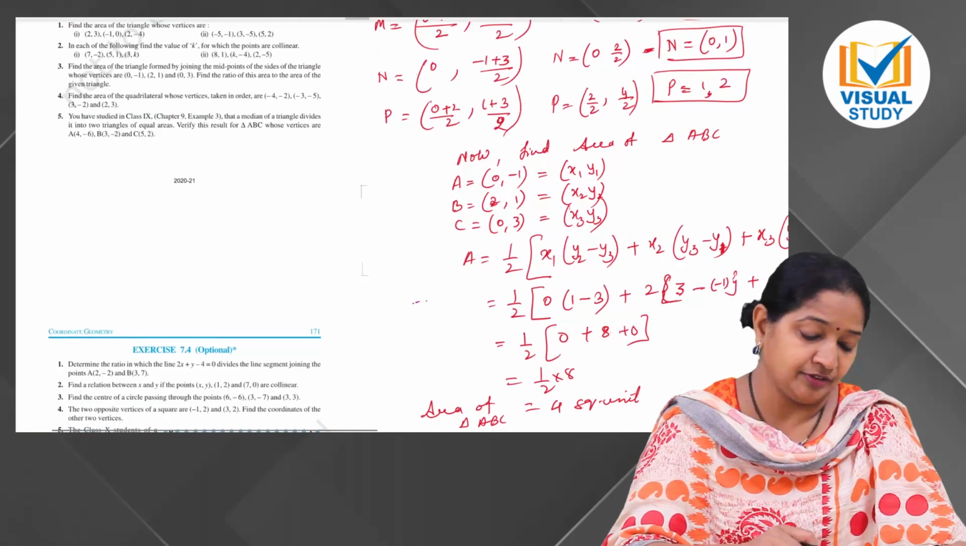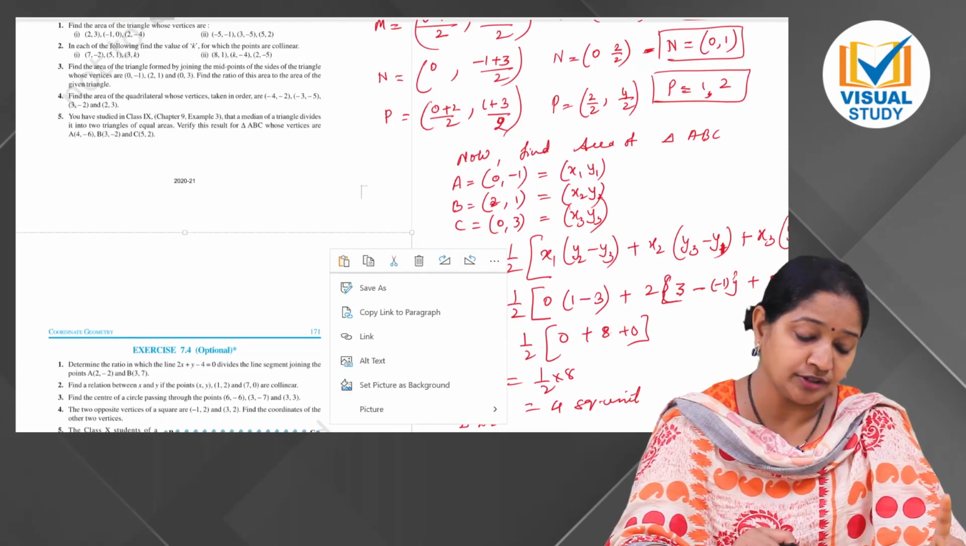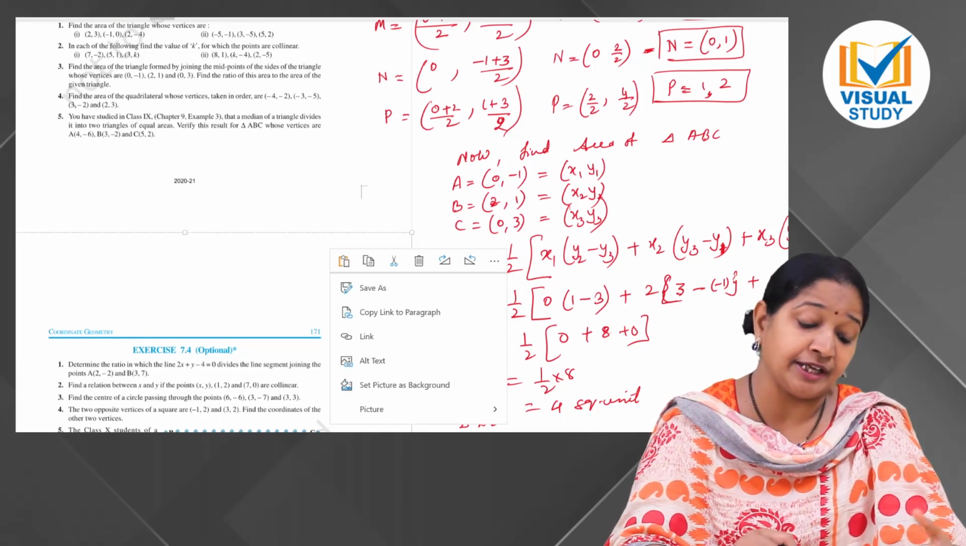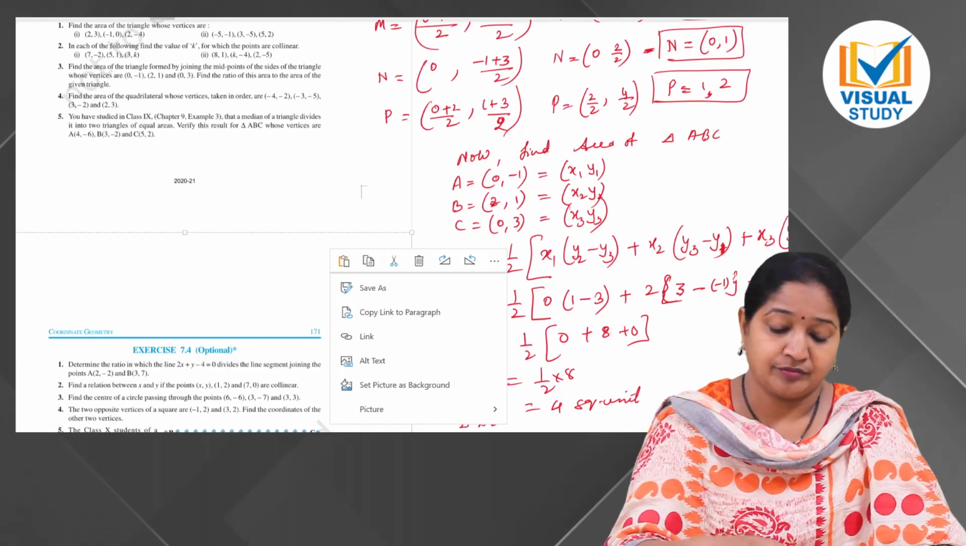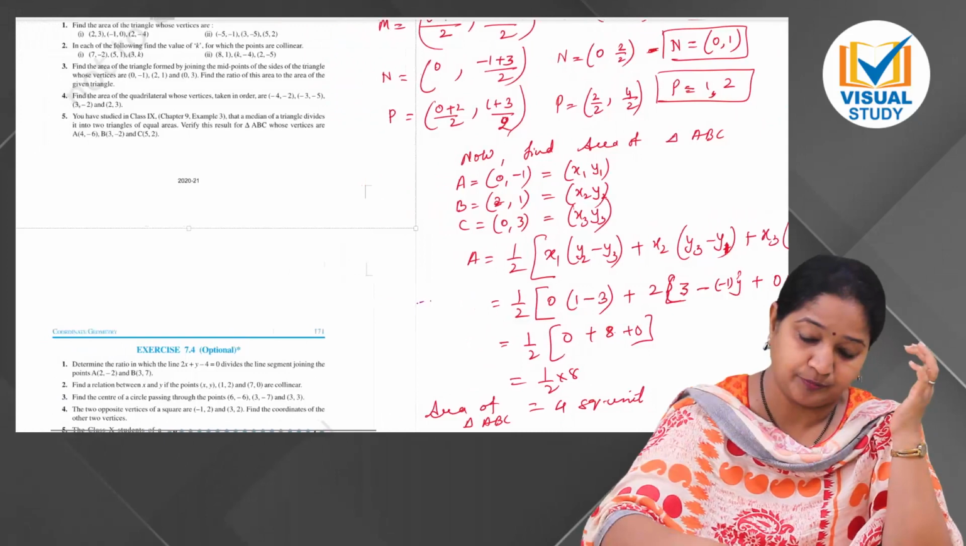Now what is your next one? Find the area of a quadrilateral whose vertices taken in order are given. Find the area of the quadrilateral. It is very easy. We'll do our fourth one.